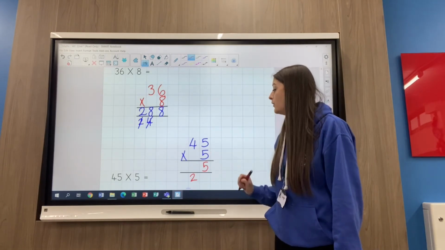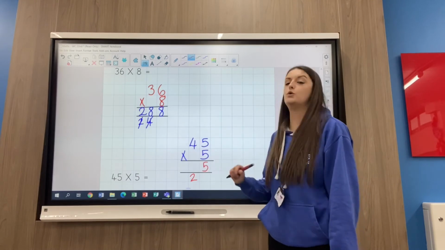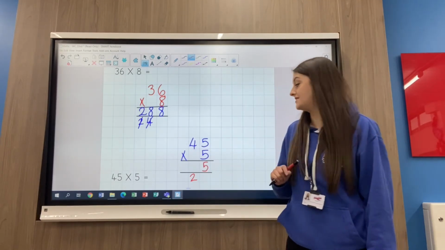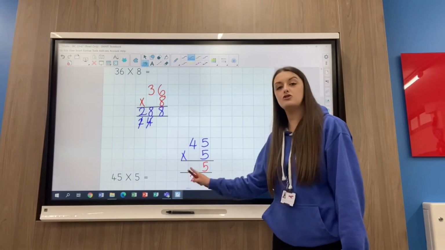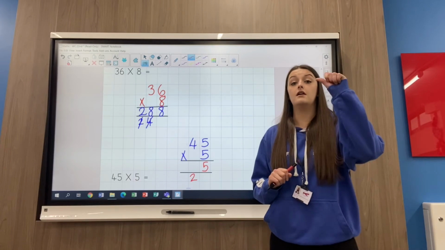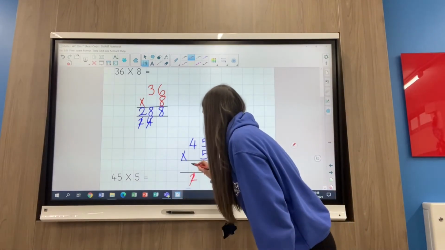I've multiplied the ones, so now I need to multiply the tens. 5 times 4. Now 5 times 4 is 20. Well done if you're shouting this out at home. But I've got these 2 tens to add on. So 20 add 2, 21, 22. That's 22.